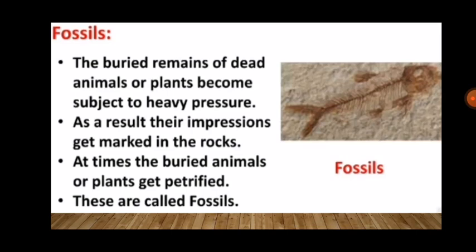Now, fossils are the buried remains of dead animals or plants that become subject to heavy pressure and get inserted on the rock. As a result, their impression gets marked in the rock. Now, we can see the picture over there. When the remains of dead plants and animals get buried, their impressions get on the rock. At times, the buried animals or plants get petrified. They are called fossils. Their impression remains on the rock, so they are called fossils.